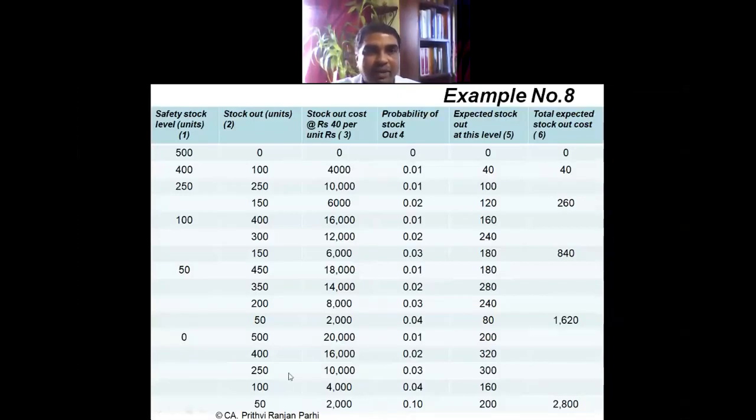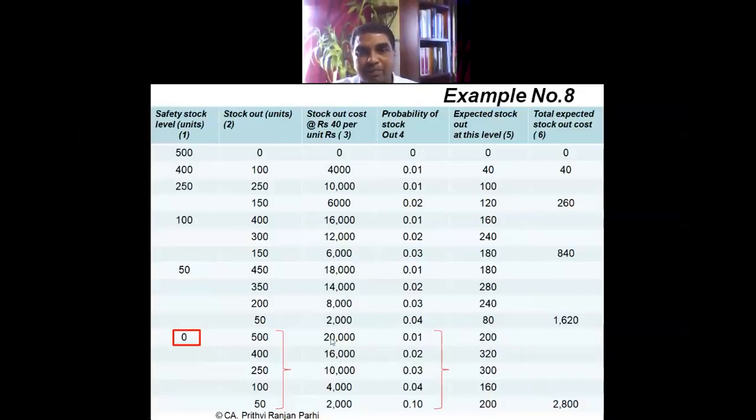So let us first assume the safety stock is zero. If safety stock is zero, then these are the possibilities of the stock out: 500 units, 400 units, 250 units, 100 units, or 50 units. And these are the probabilities. For 500 units, probability is 0.01. For 400 units, 0.02, like this. Is it done? Okay. So consequently, you can calculate the stock out cost.